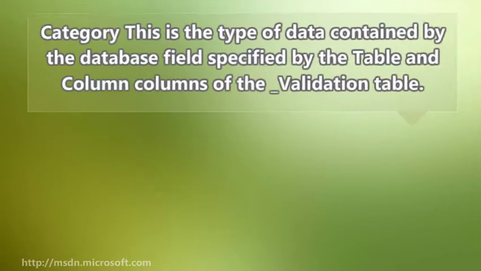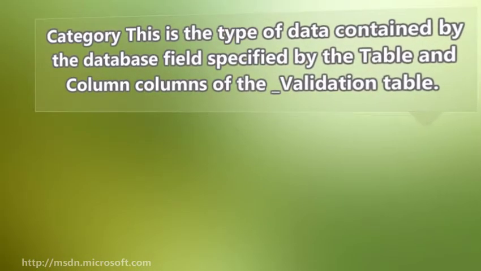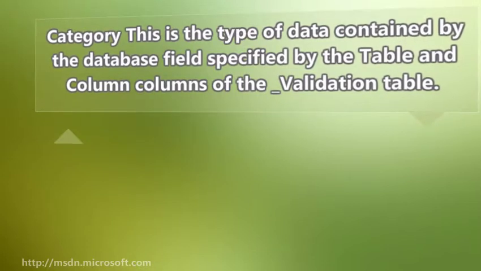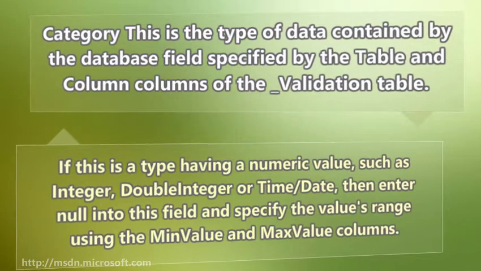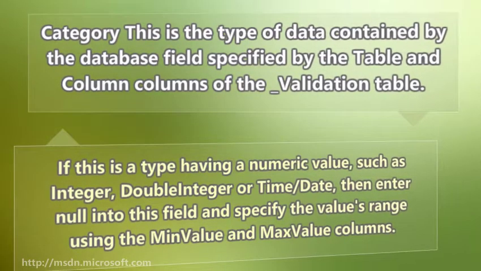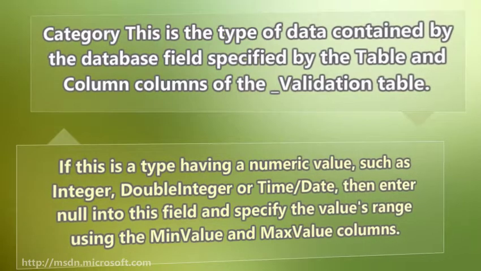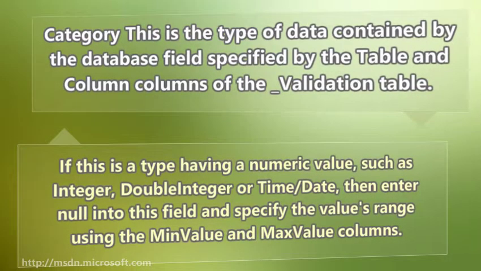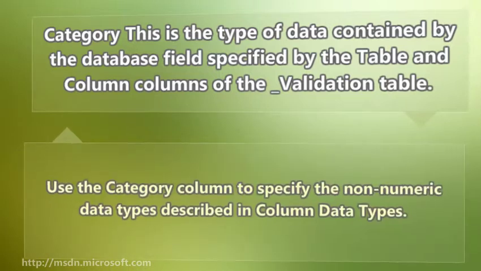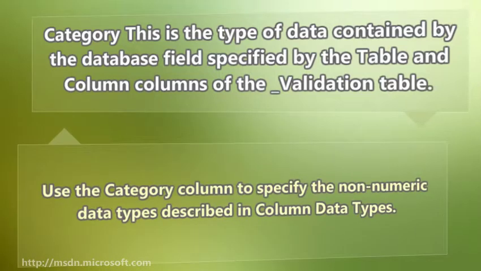Category: this is the type of data contained by the database field specified by the Table and Column columns of the validation table. If this is a type having a numeric value, such as Integer, DoubleInteger or Date, then enter null into this field and specify the value range using the MinValue and MaxValue columns. Use the Category column to specify the non-numeric data types described in Column Data Types.